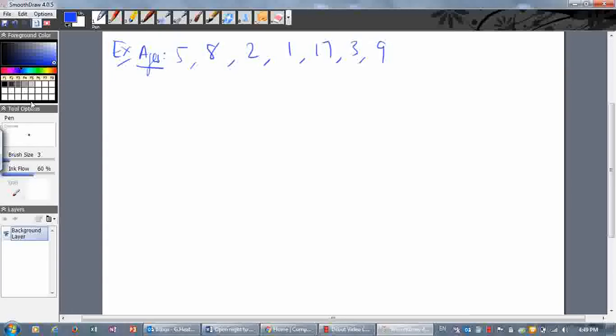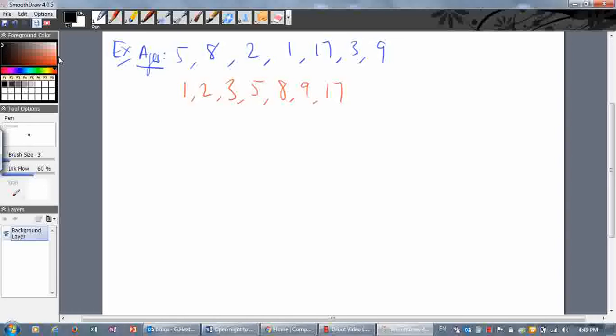Okay, so what we have to do first is to change them so that they're in order from smallest to largest. So let's do it. So it goes 1, 2, 3, 5, 8, 9, 17. Yep, all good. Fantastic. And now we have to find the middle number, the number that's sitting in the middle. And there's a couple of tricks for this, but I'll mention them later, okay?